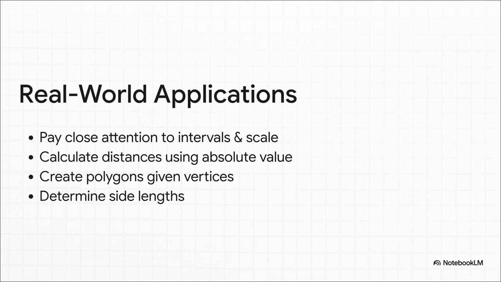First off, students have to pay very close attention to the graph's intervals and scale, which honestly is a super frequent stumbling block. Then, they use the concept of absolute value to calculate those distances. Once they can confidently find distances, they start connecting vertices to create polygons. Suddenly, they aren't just plotting random dots anymore, they're drawing rectangles and triangles and figuring out their exact side lengths.